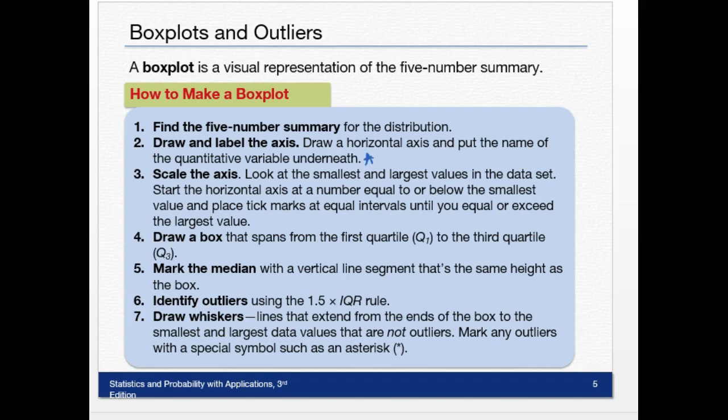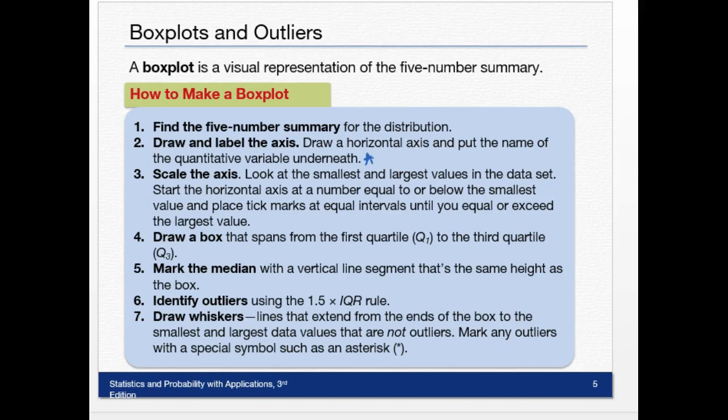Scale the axis. Look at the smallest and the largest values in the data set. Start the horizontal axis at the number equal to or below the smallest value and place tick marks at equal intervals until you equal or exceed the largest value. Okay, so neatness matters. You've got to stop and think about how to scale your axis.